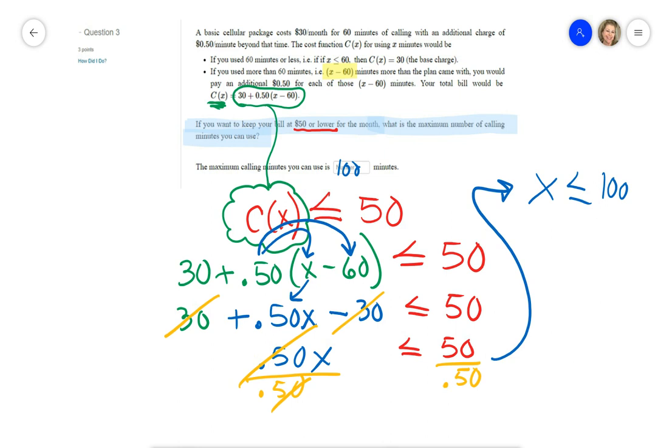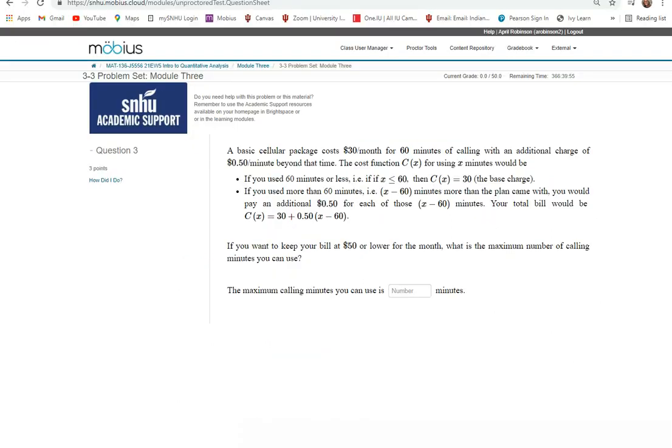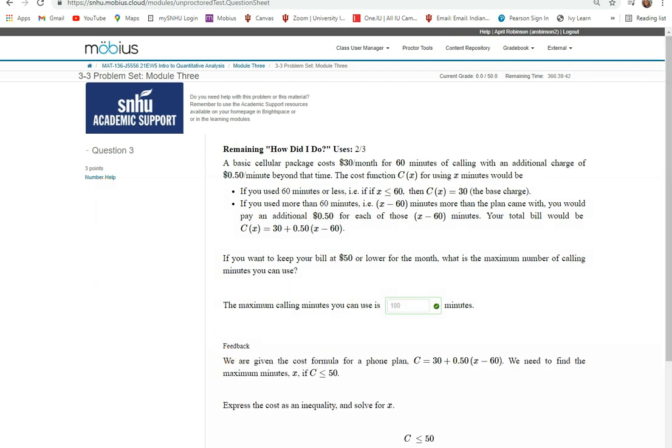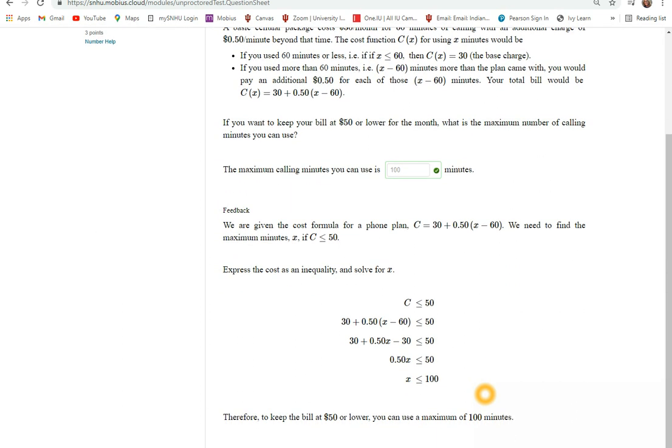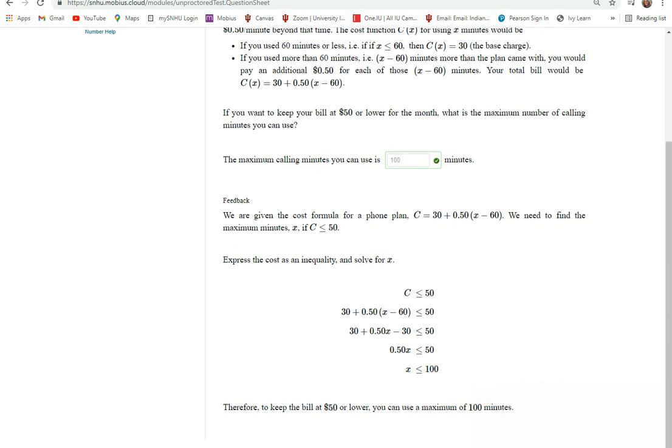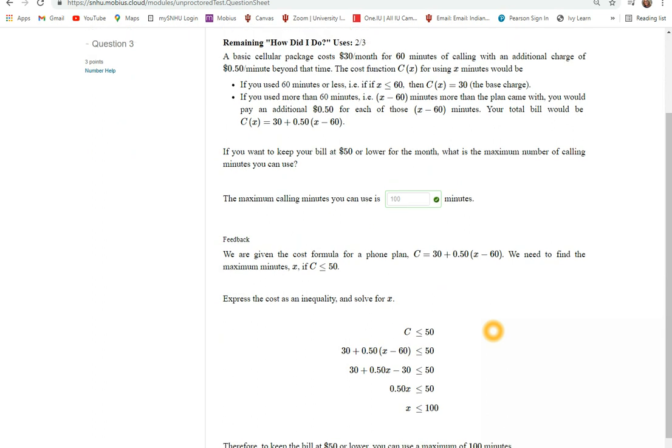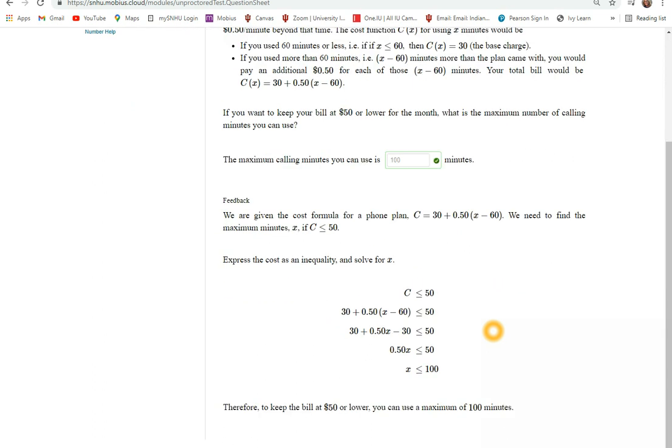So I'm just going to jump back to Mobius here, plug in my answer, 100 minutes. Go over here where it says, how did I do? I should get green here. Yay! I got green. And then, of course, just to confirm, if you get it wrong, you should see the explanation of what you should have done. So if you don't get it right, you can try it again.